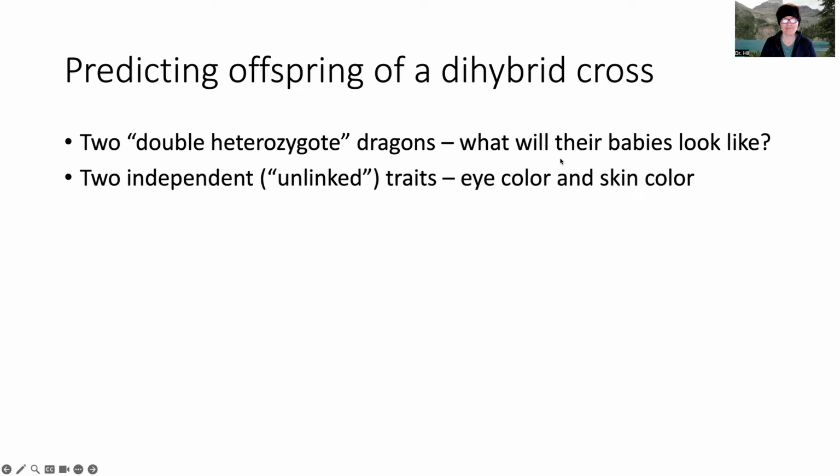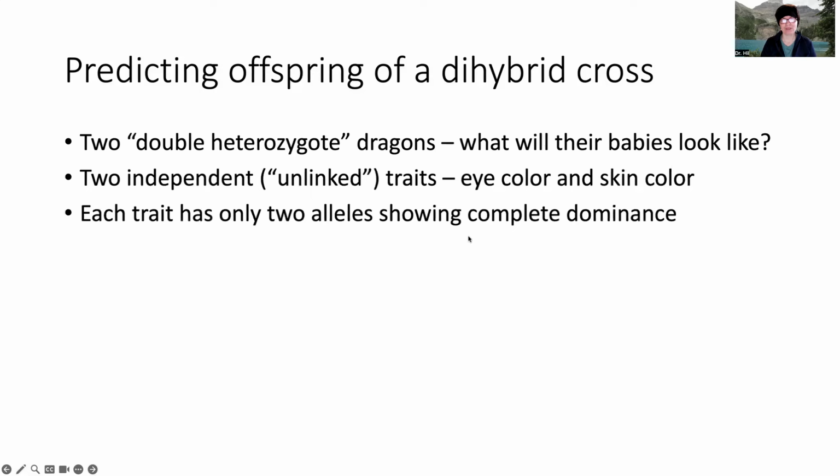But in my case, I'm going to choose eye color and skin color. Now, for your example, you can choose different traits for your organism. And then we also have to assume that these traits are determined by single genes, and each gene has only two alleles, and those alleles are completely dominant.